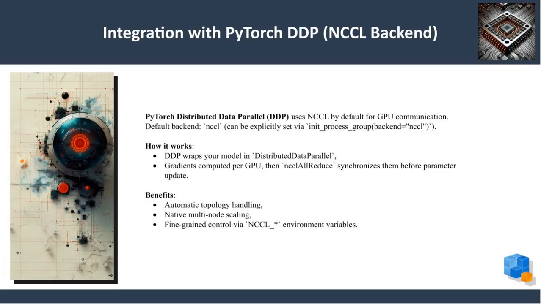By default, the backend is set to NCCL, which can be specified using init_process_group with backend NCCL. DDP wraps models in DistributedDataParallel, synchronizing gradients with NCCL all reduce. This setup offers automatic topology handling, native multi-node scaling, and fine-grained control through NCCL/RCCL environment variables.